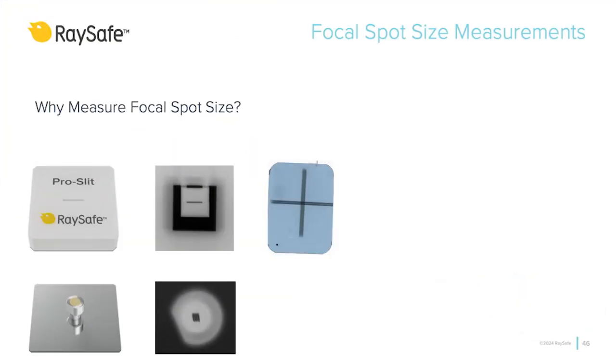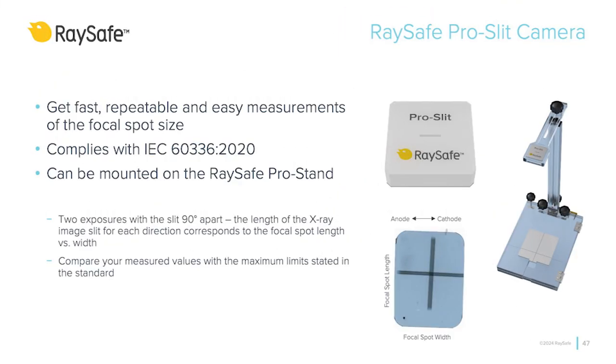With time, the focal spot might degrade, so we have to measure its size to be sure of the quality of the image. We have two different tools that can do this, the RaySafe Pro Slit camera and the X-ray pinhole assemblies. Since we know the width of the slit, the enlargement factor, and we can measure its slit image size, we can then calculate the focal spot size. Two exposures should be made with the slit 90 degrees apart.